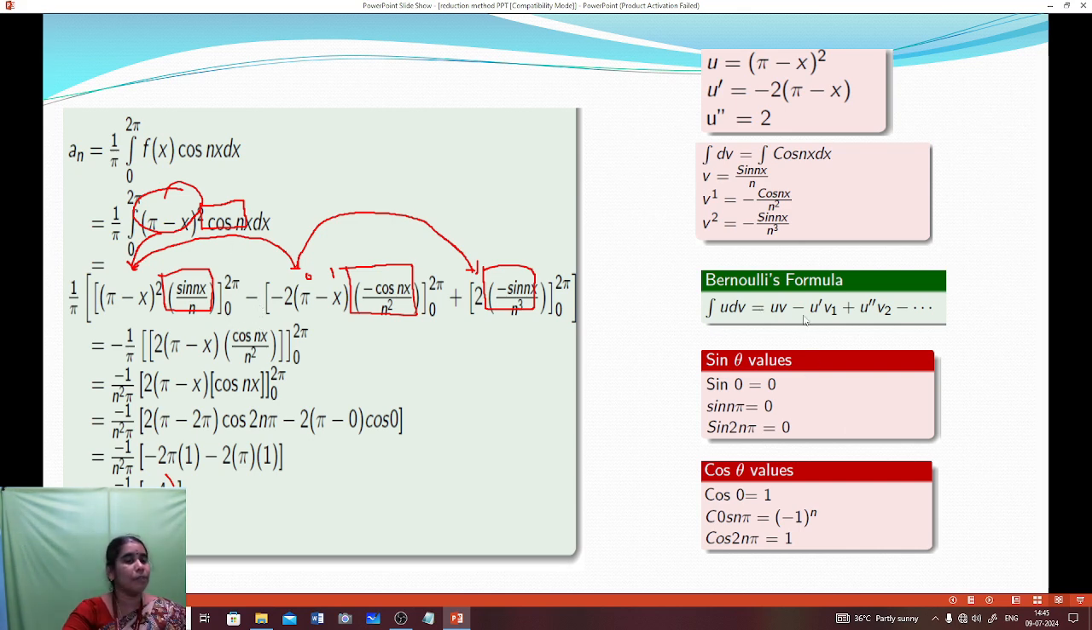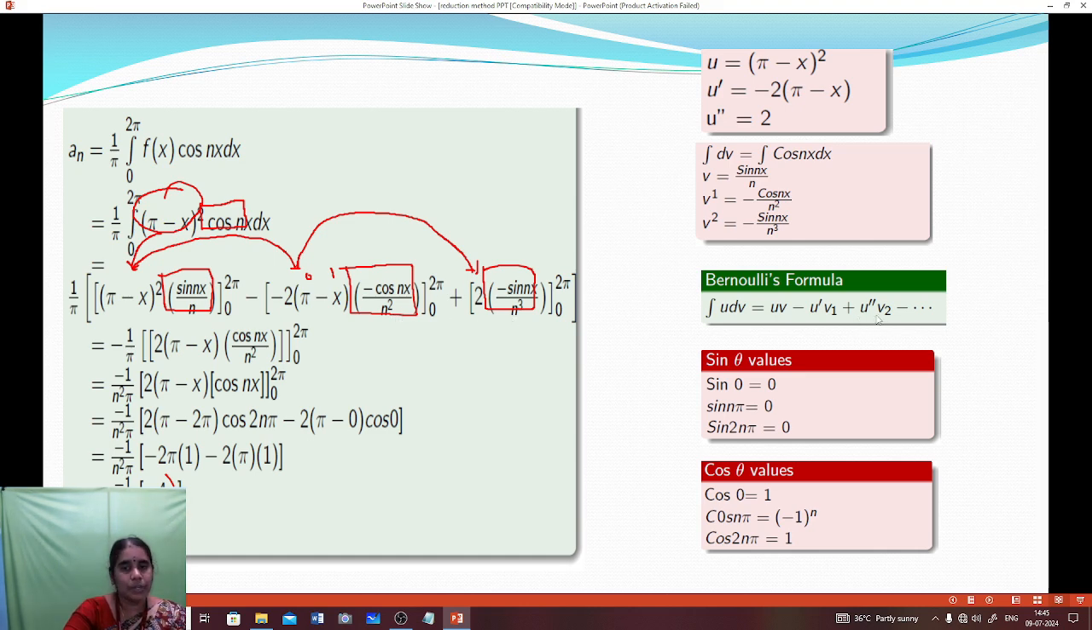Minus came from the formula. Next we have to substitute u dash into v1, which is nothing but our u dash. U dash we have calculated, just to substitute the value in the relevant places. So minus 2 into pi minus x into v1. v1 is nothing but minus cos nx by n square. Substitute, put upper minus lower limit again.